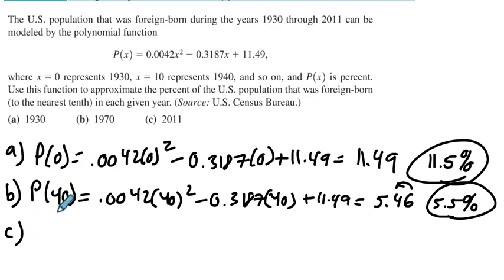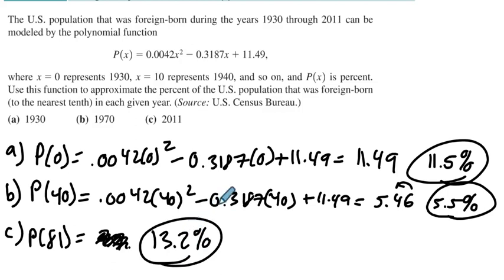And then part C, what do we want here? 2011. The distance from 1930 to 2011 is 81. So it's an 81-year difference, and we're going to plug in 81. I'm not going to write this all out here, but if you were to, just use your calculator. It's going to be 13.2%. So it did start climbing back up right there.